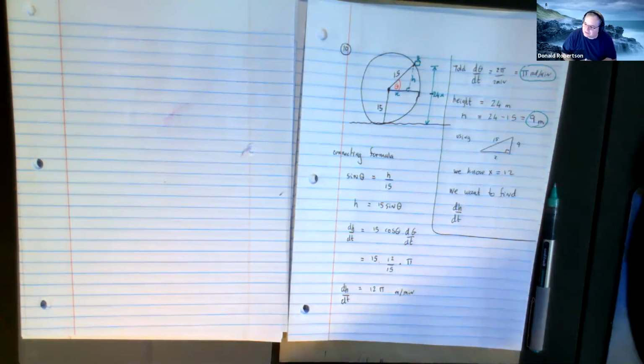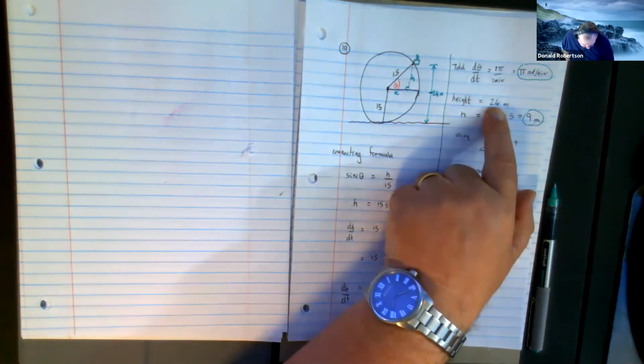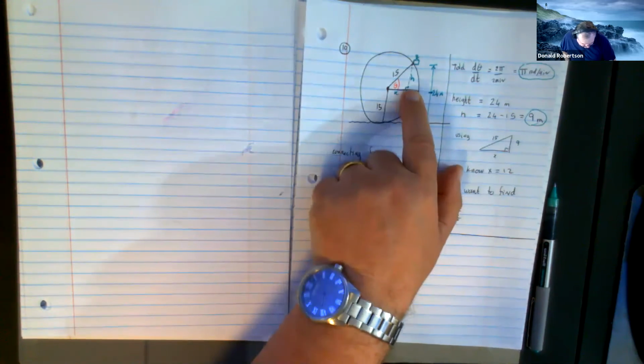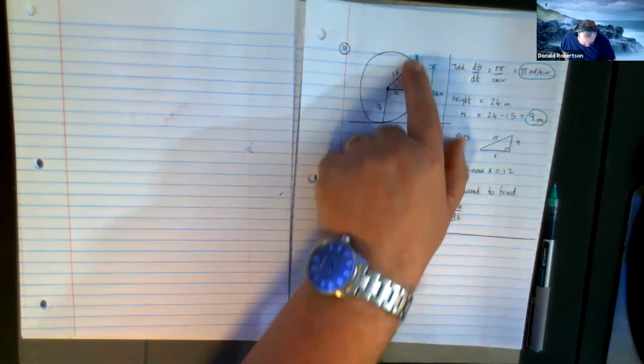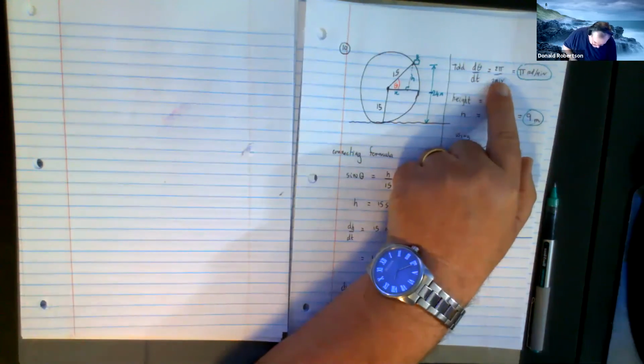So they tell you what you need to know, but the numbers they give you are not necessarily the ones that you really want. They told me its height off the ground was 24, but the number I really wanted to know was this distance here called h. They told me it went round once in 2 minutes, but what I really wanted to know is what did that mean in terms of angular velocity?